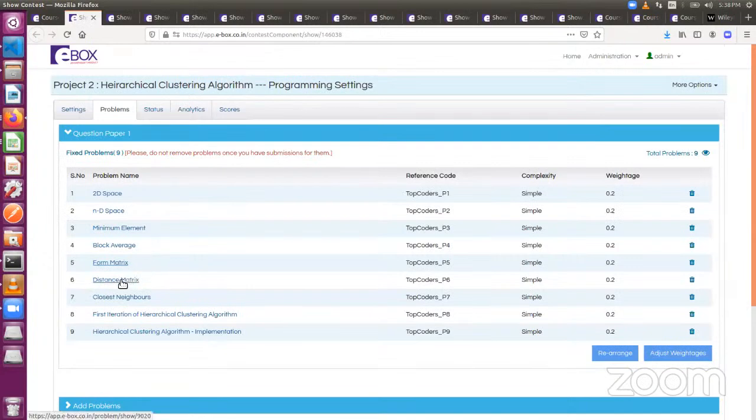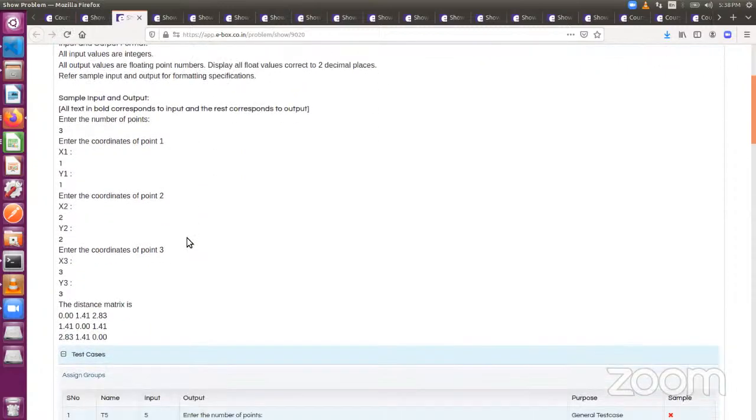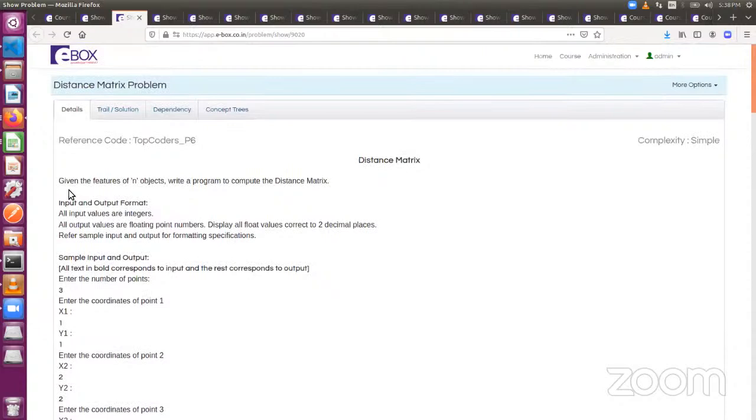So now we are getting into the problem. We're going to formulate a distance matrix. Given the features of n objects, here features are nothing but x and y coordinates. They are just bringing in machine learning terms. So the feature is nothing but the x and y coordinate. Now they are just assuming that it is just a two-dimensional point.